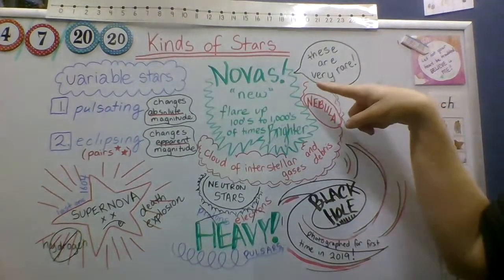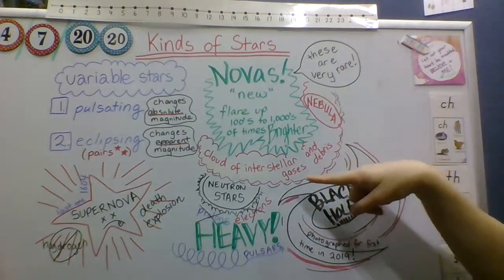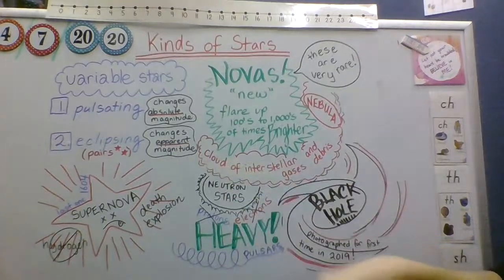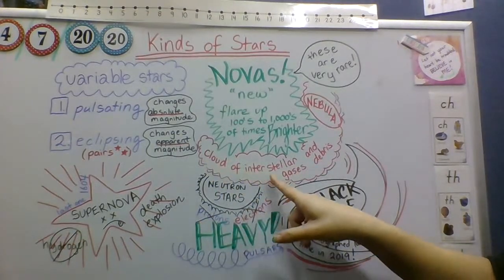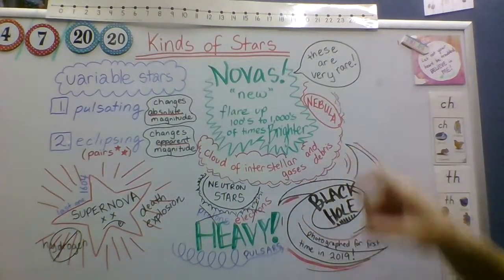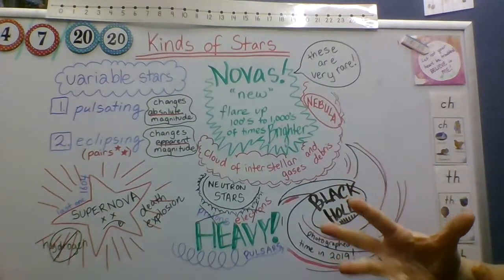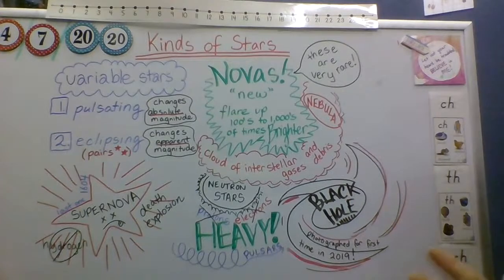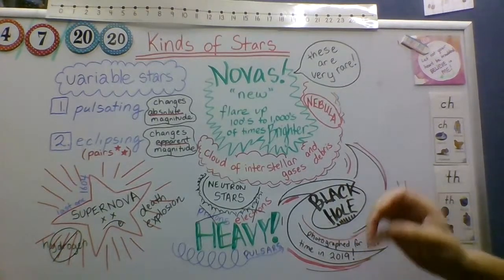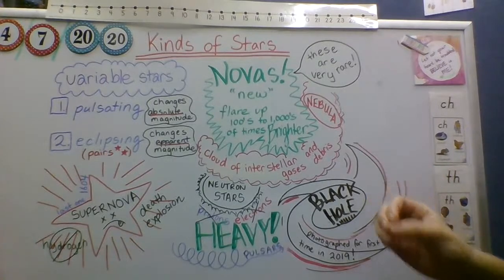Now you'll see, I took this nova and I surrounded it with this cloud of gas. And I wrote here, cloud of interstellar gases and debris. Now, these novas, when they flare up, they don't last very long. So they'll last for a little while and they'll be really bright in the sky. And then all the outer layers will float off into space and leave this much dimmer and smaller star behind.